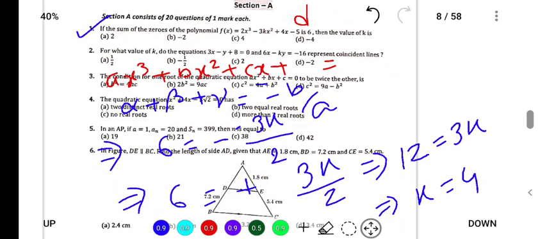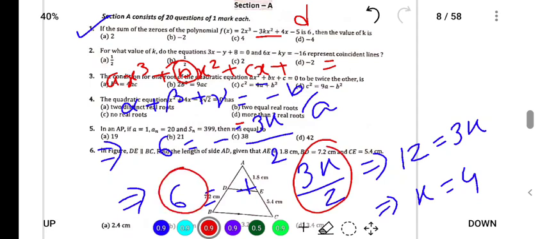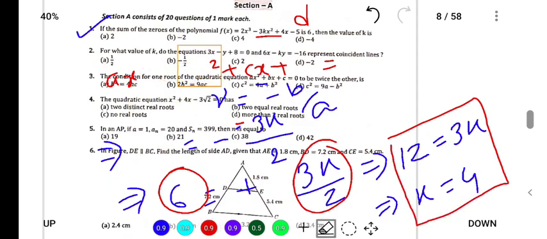The question was 2x cube minus 3kx square. So the sum of the three zeros, alpha plus beta plus gamma, is equal to minus b upon a. Put b equal to minus 3k, the coefficient of x square. So put down minus 3k, and for the formula minus, so minus will be plus 3k by 2. So 6 is equal to plus 3k by 2, and after solving this you will get k is equal to 4. Got it? So this is the solution of 1.